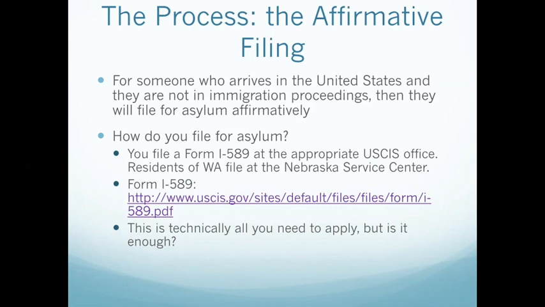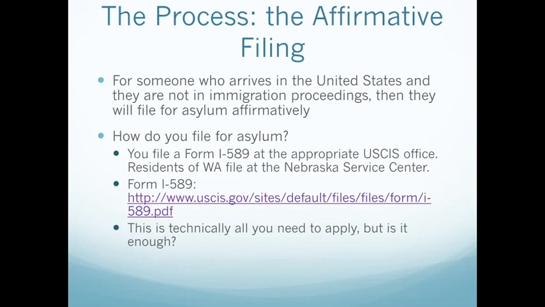So how do you file for asylum? The main way you file is you go to uscis.gov and you download the form I-589, which is under the forms bar on the uscis.gov website. You download that form and you fill it out the best you can with your client. And if you follow the instructions of the form, which are also in that same website, and you send the form in compliance with the instructions, then that's technically all you need to do to apply for asylum affirmatively.